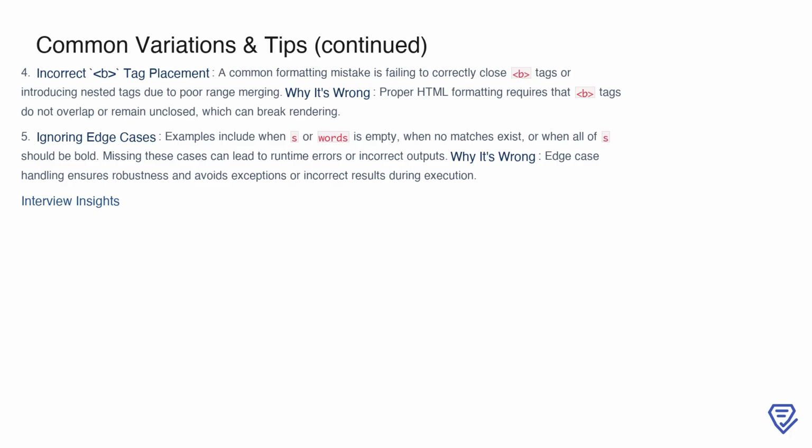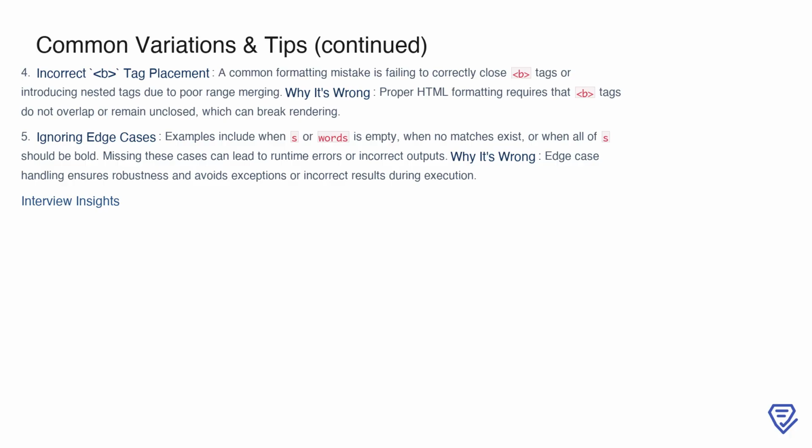Additionally, ignoring edge cases is a critical oversight to avoid. Examples of edge cases include scenarios where s or words is empty, when none of the words match, or when the entire string s needs to be bold. Failing to account for these special situations can lead to runtime errors or incorrect results. Robust solutions require thorough testing and handling of all edge cases to ensure reliability.